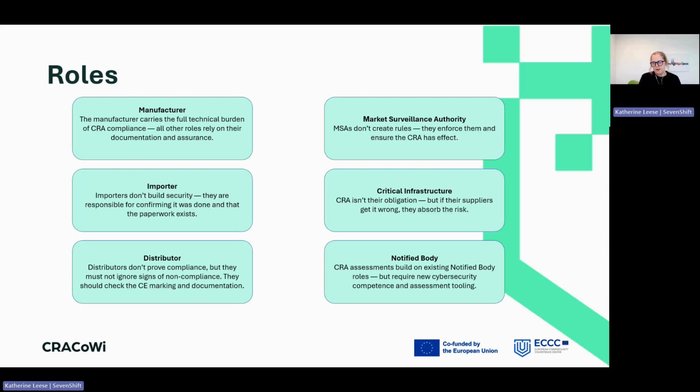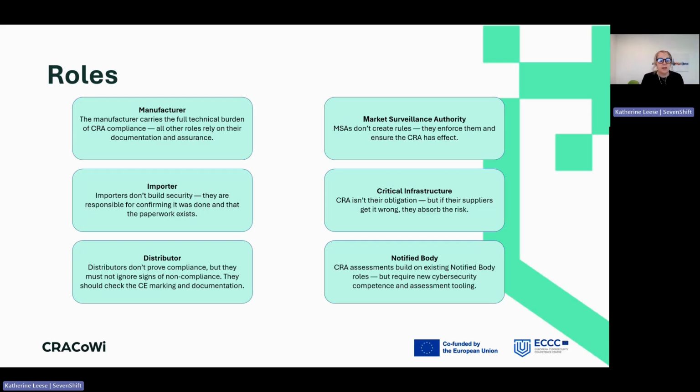Importers need to make sure that the documentation is there, and if it's a manufacturer outside of the EU, and the importer wants to bring this device in under all circumstances, they can do that by taking over the responsibility of the manufacturer. This means that the importer in this case would be responsible for the documentation, they'd also be responsible for the vulnerability management. So it's a big responsibility to take on.